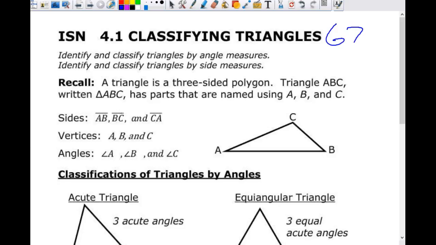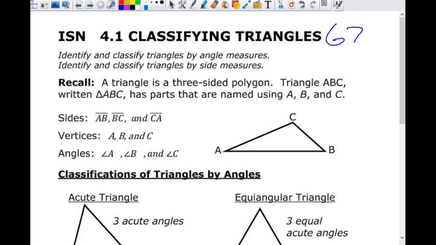So, who knows the actual definition of a triangle? What do you think it is, Jonathan? Do you think it's a three-sided polygon? A triangle with three sides. 180. It always does have three sides.